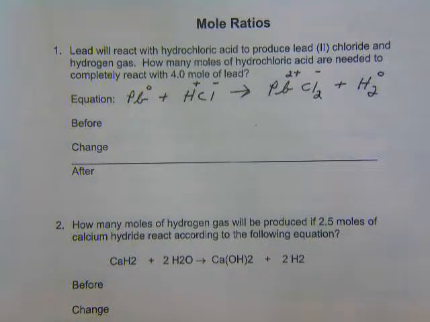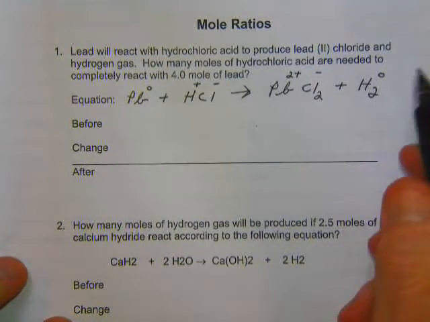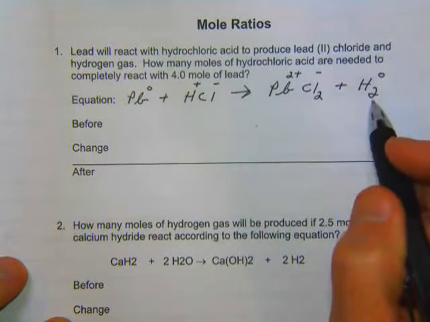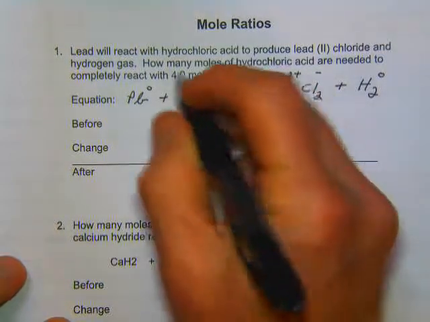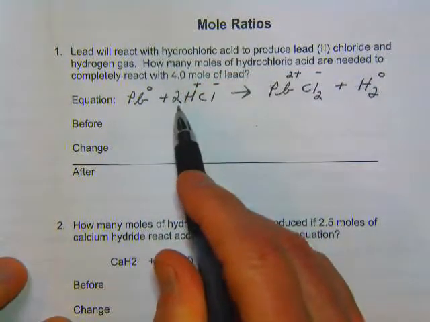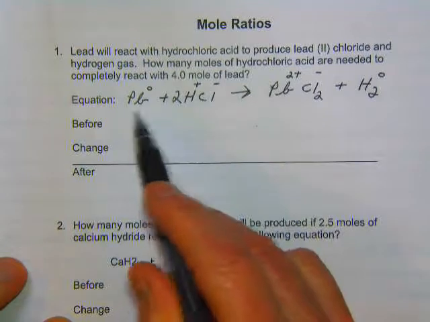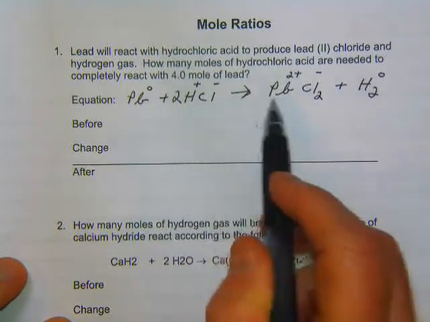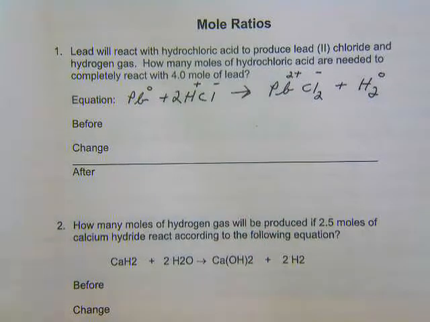We need to go back and balance coefficients for the number of atoms. Well, this one's pretty straightforward. We got 2 chlorine, we only got 1. We got 2 hydrogens, we only got 1. So this one's fairly simple. We can go ahead and put a 2 in front of the HCl. 1 lead, 2 hydrogen, 2 chlorine, and 1 times 2 is 2 chlorine. So we're looking pretty good there.